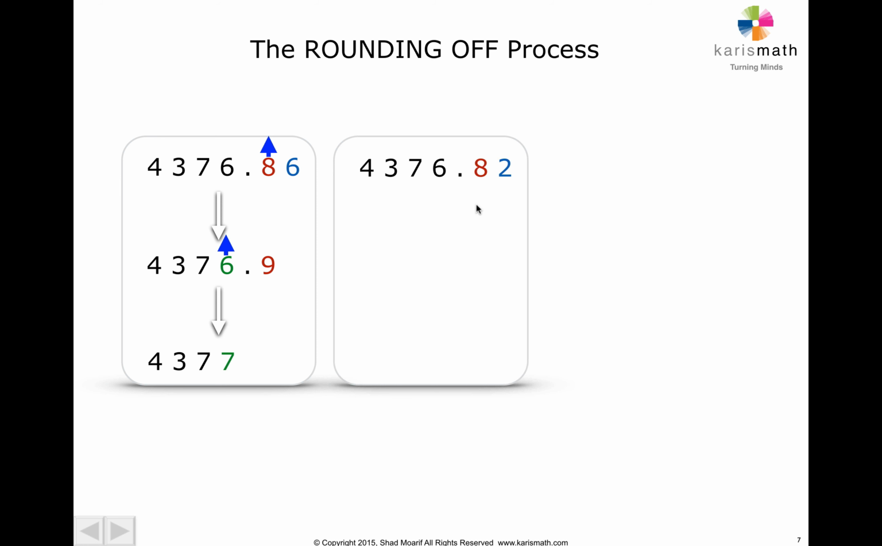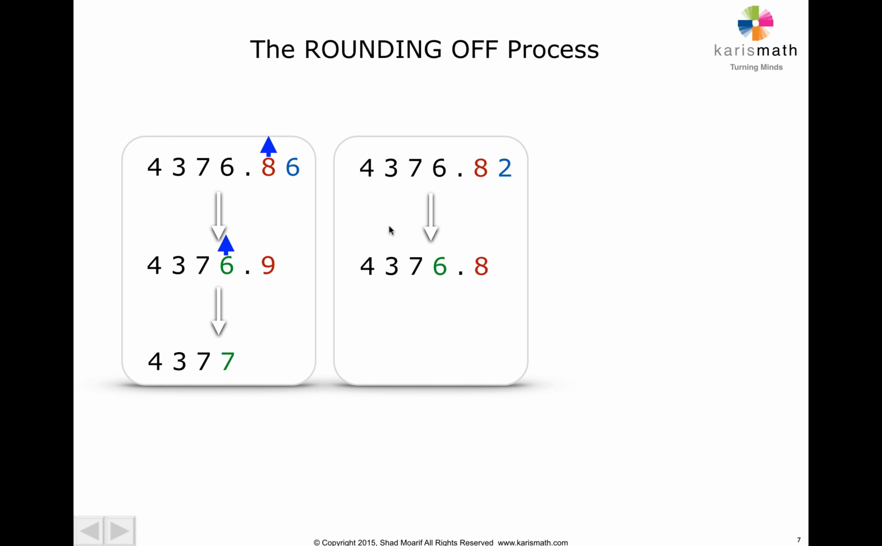Let's try this one. 0.82. What happens if it's not 0.86 but 0.82? This time, this number is less than 5, in which case we don't have to do anything to 8. We can zero this out and write 4376.8. So that's in 1 decimal place, or just tenths.